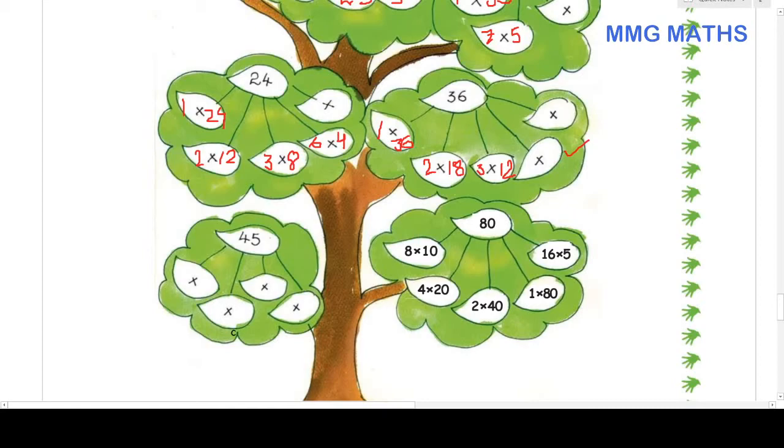Here you will write 12 into 3, 4 into 9. Okay, now next number here you will write 1 into 45, 5 into 9. 5 into 9 equals 45, 9 into 5 equals 45, and you all know 3 into 15 equals 45. So in this way you have to complete this tree.